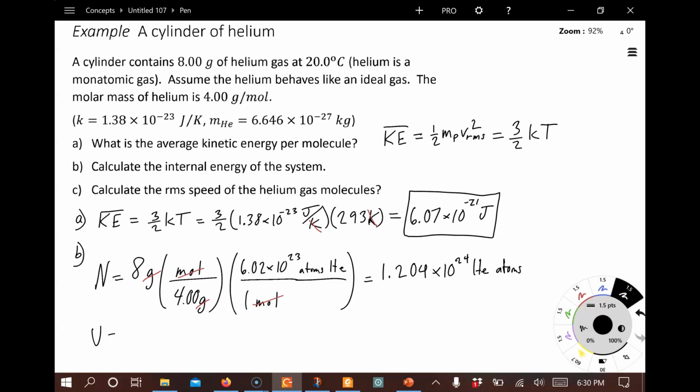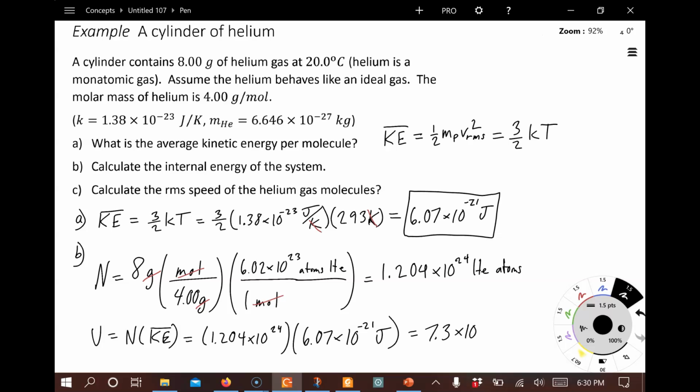Now we can go ahead and figure out what the internal energy is here. So to calculate U, we just take the number of atoms times the average kinetic energy, and we'll get the answer here. So 1.204 times 10 to the 24th multiplied by the average kinetic energy for each atom. Whoops, that's a 1. And that gives us a value of 7.3 times 10 to the third joules of internal energy for the gas.